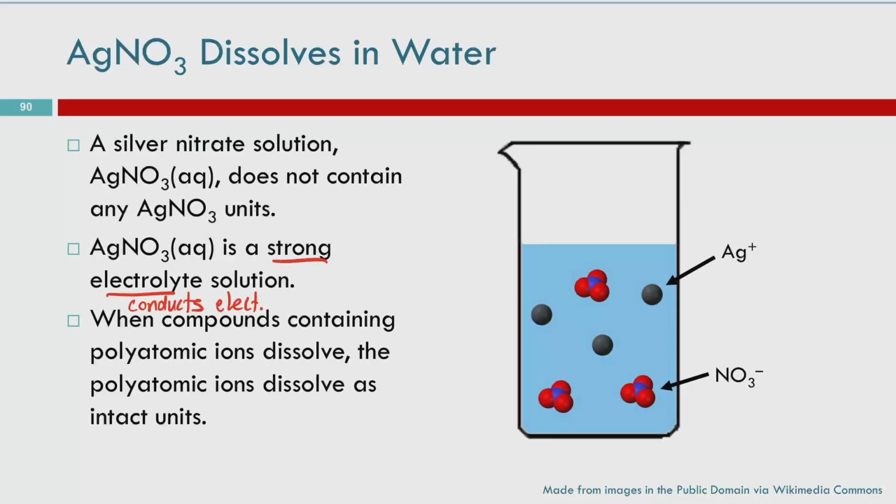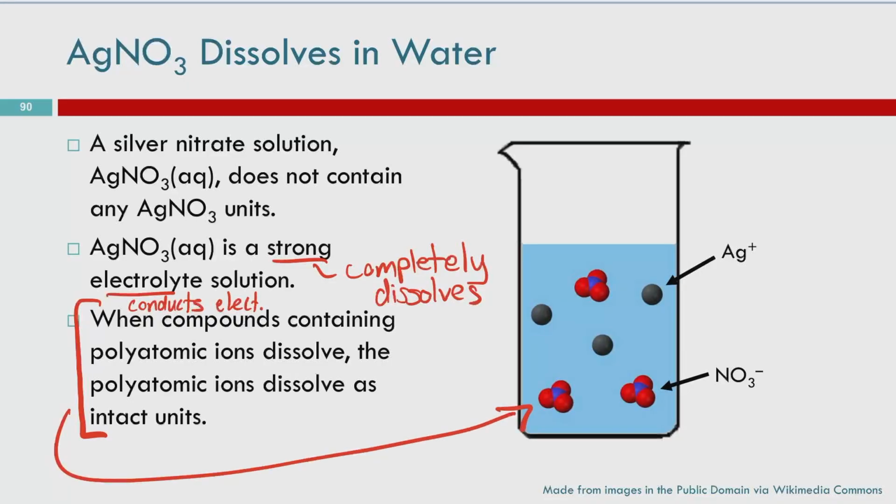The strong part means that it completely dissolves or completely dissociates. And so when silver nitrate, aqueous, is in solution, it doesn't contain any silver nitrate units. It dissolves completely to silver ions and nitrate ions. And another important point here is that when compounds with polyatomic ions dissolve, they stay intact, generally speaking.